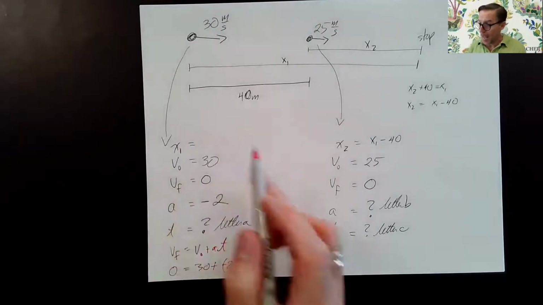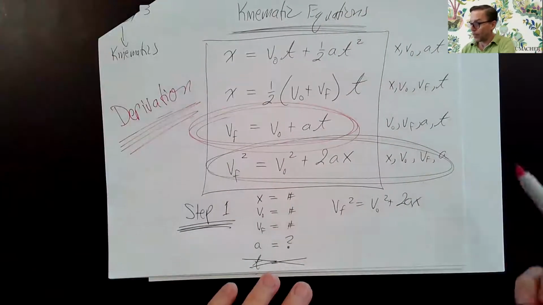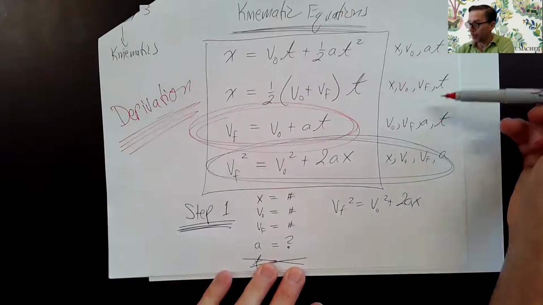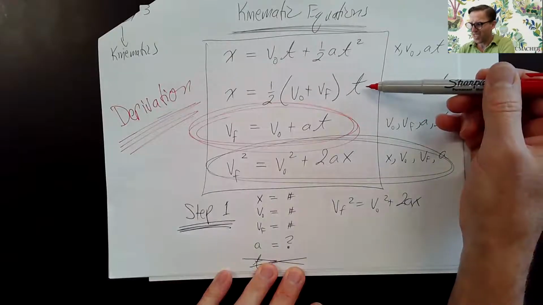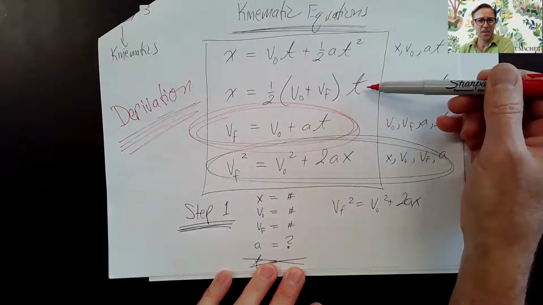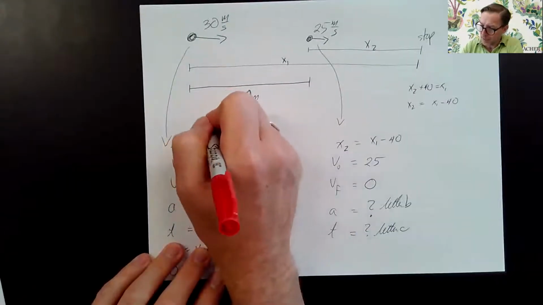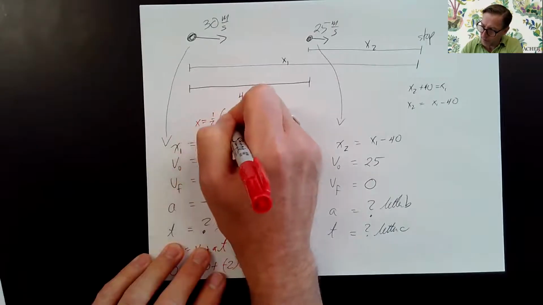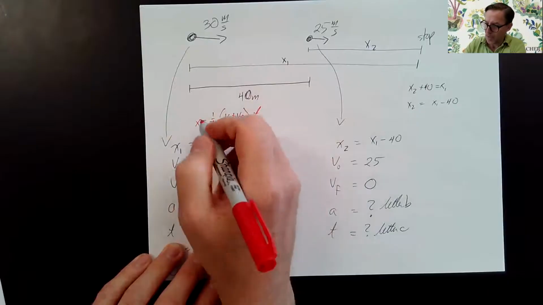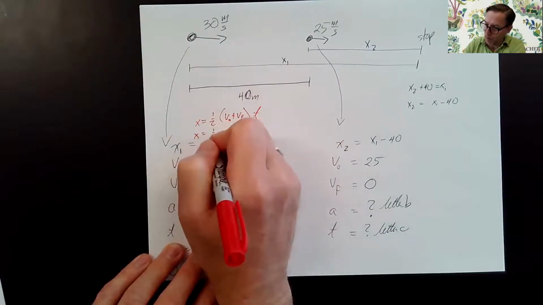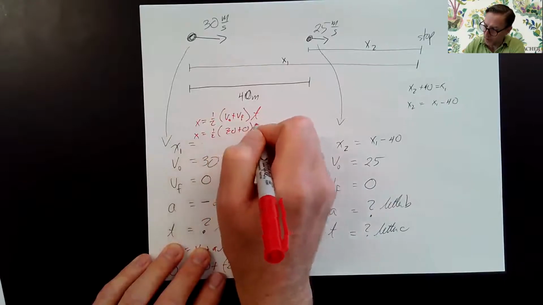How do I find x? Well, I can use any of these other equations. Not this one because it doesn't have x, but this one or this one or this one. This one looks the easiest to me. Maybe I should use it. So I'll write x equals 1/2 v initial plus v final times t. X is what I'm looking for. 1/2 v initial, 30 plus v final, 0, times t.